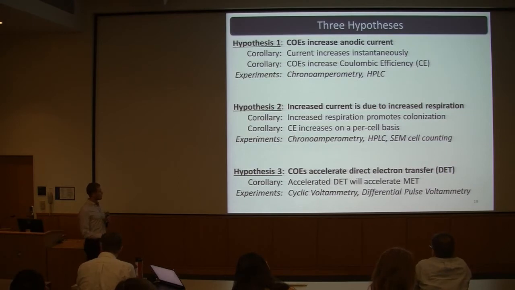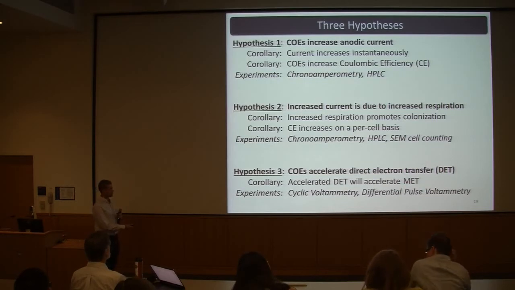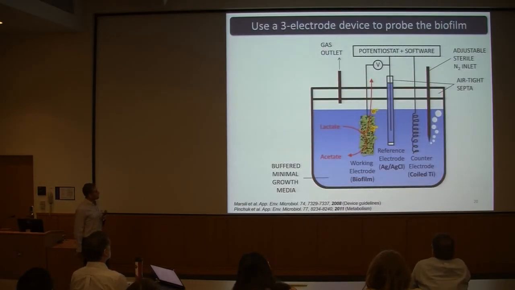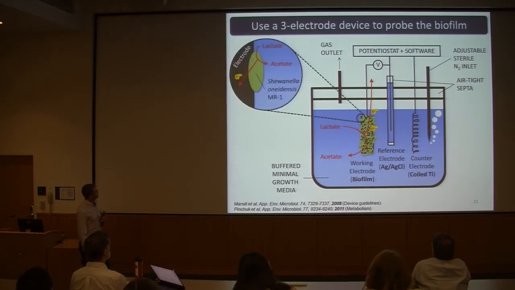And then thirdly, COEs are accelerating direct electron transfer rather than mediated electron transfer. But that does have implications for mediated electron transfer because these are interacting pathways, as Katerina talked about. Flavins are actually directly interacting with cytochromes. So here's a more detailed schematic view of the device I used. If we zoom in on the biofilm, we really just see that lactate is being stoichiometrically converted to acetate, and it's producing 4 electrons per lactate molecule, ideally.